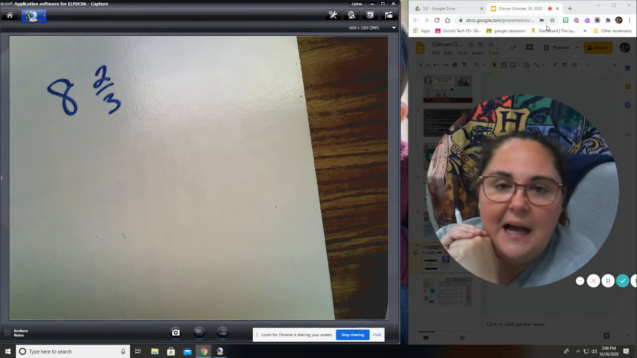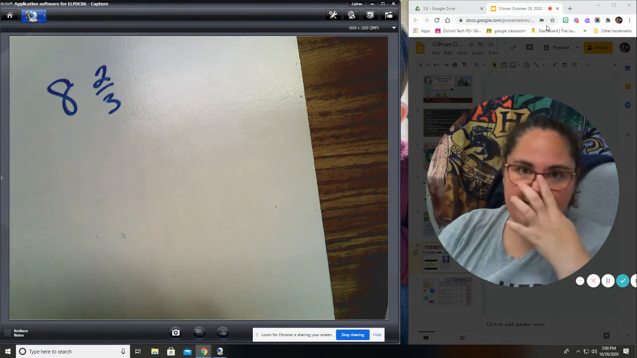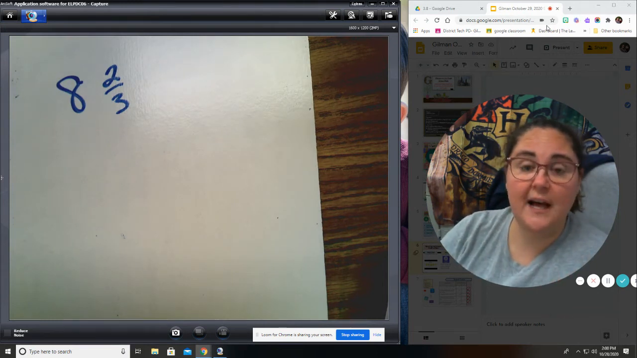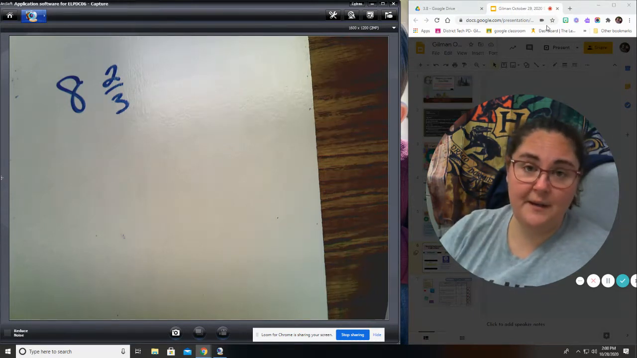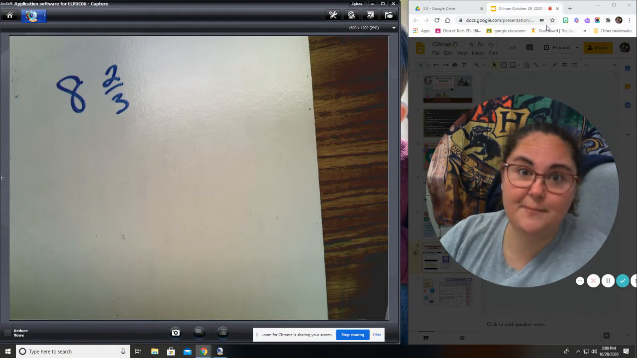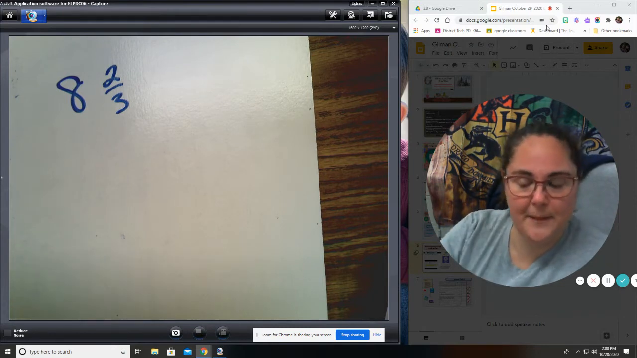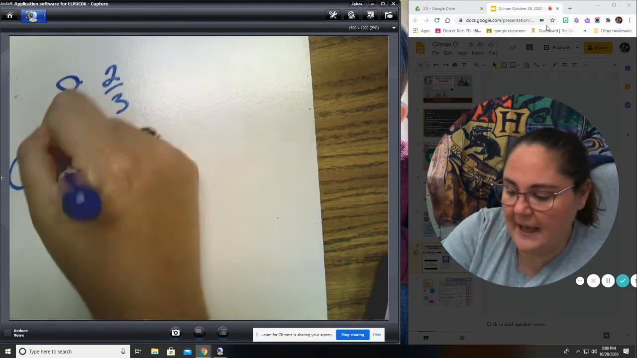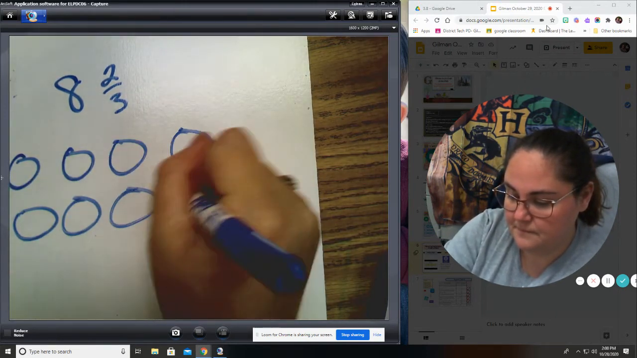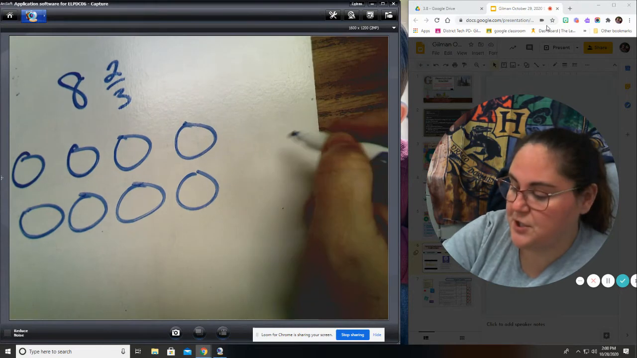Now, I know when I teach this lesson, when I work with my kids, I'm a huge picture person and I like to use the pictures to help me. So I'm going to start by drawing a picture. There are 2 ways to do this problem, so I'm going to show you both ways, but this is the first way that's a little easier for people to understand. So I'm going to draw 8 full circles, and I'm going to draw 2/3.